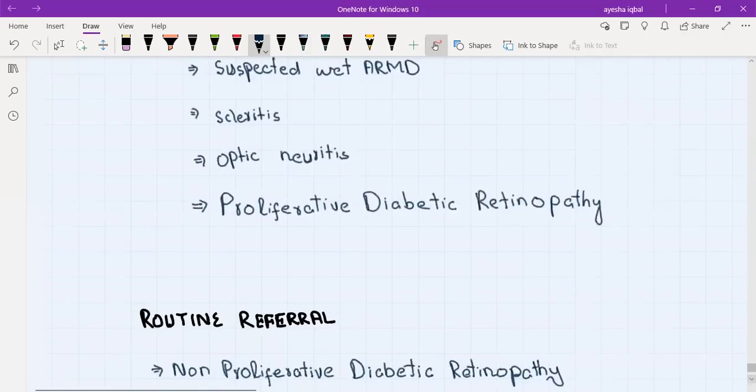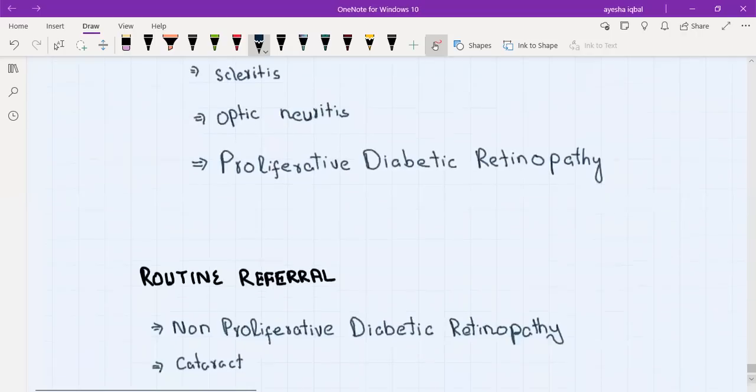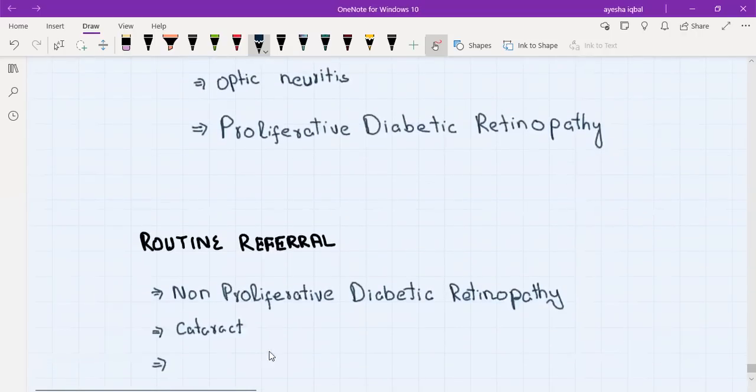Okay, and then there are conditions that we can refer routinely. The most important of these is non-proliferative diabetic retinopathy. You need to refer the patient routinely to the ophthalmologist, and also cataract requires routine referral. So that was all about ophthalmological conditions.